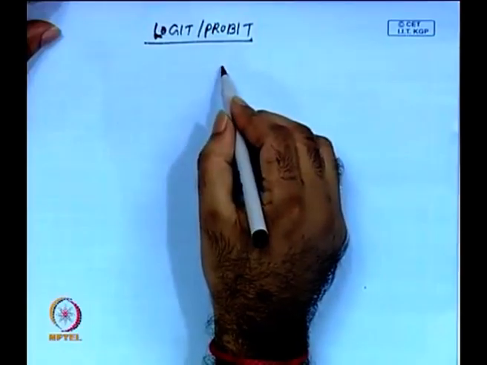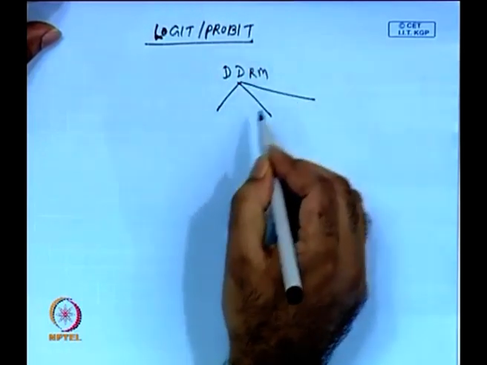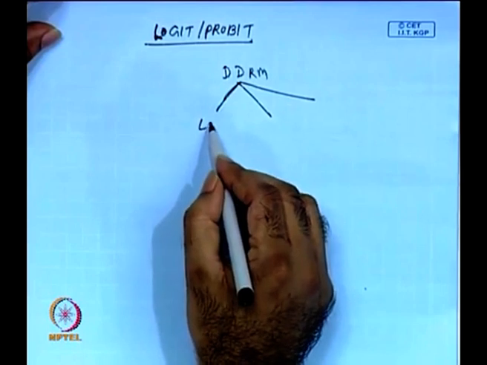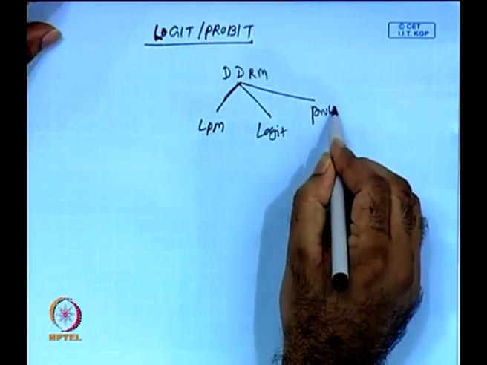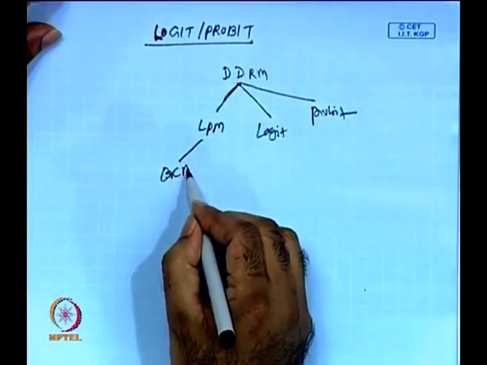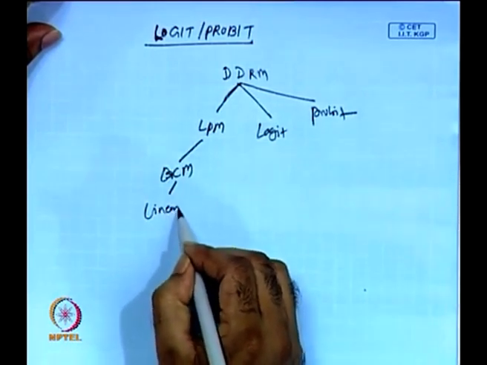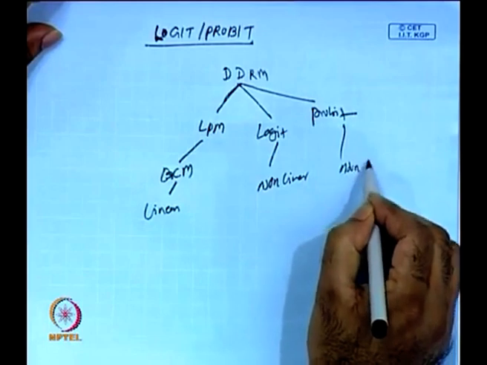So if that is the particular format, then obviously there are three different forms of the models. One is called a linear probability model, another is a LOGIT model, and another is a PROBIT model. So the dummy dependent regression modeling is divided into three typical formats: linear probability models, then LOGIT models, then PROBIT models. This first is called a linear binary choice model, or otherwise it is linear in nature, and this is nonlinear, and this is nonlinear.